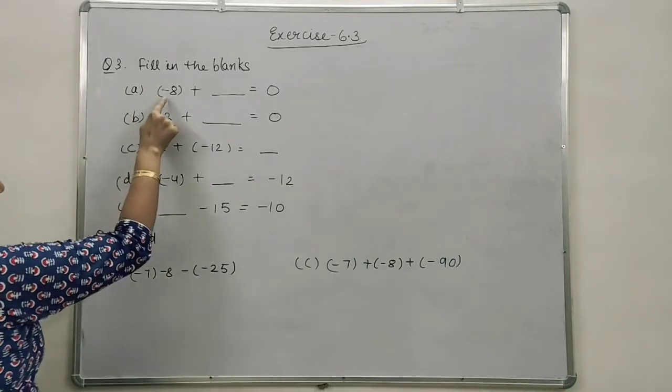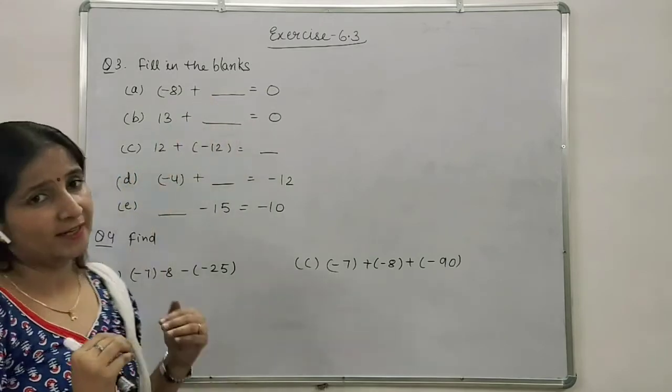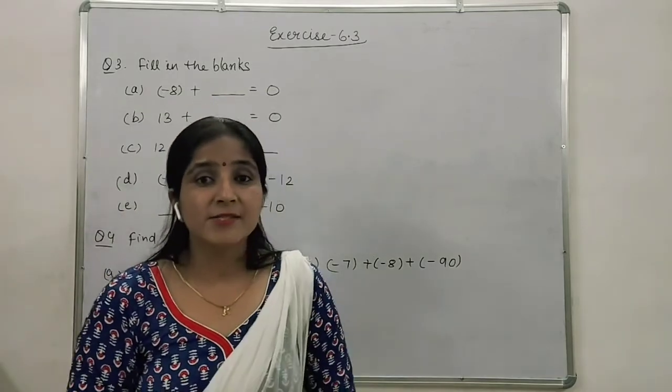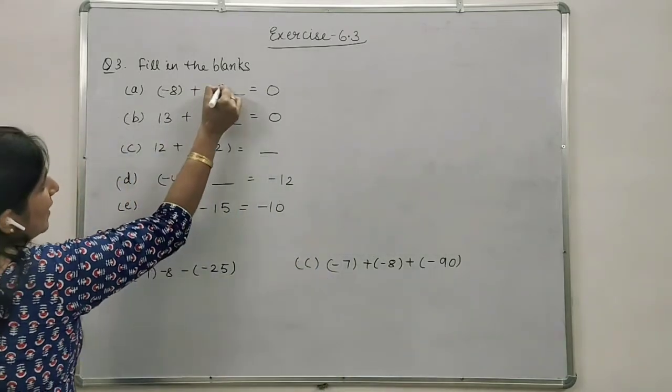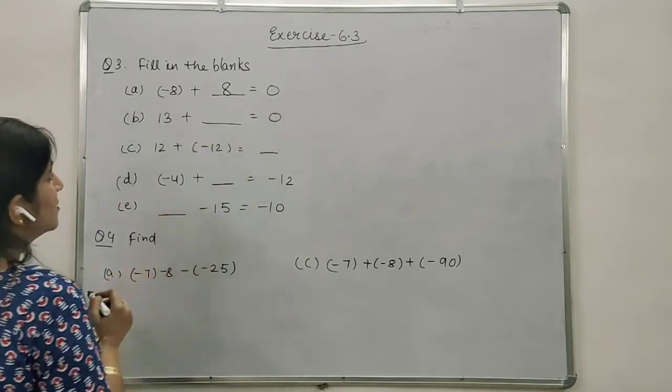So the first part is minus 8 plus something equals 0. It means what number can we write here to make minus 8 into 0? We can write plus 8, which makes the number 0.